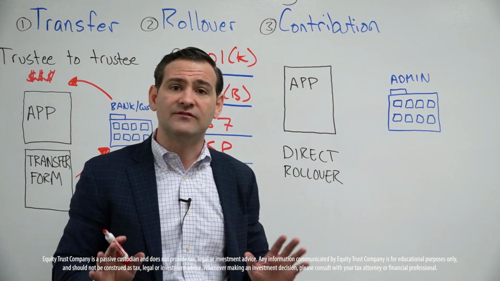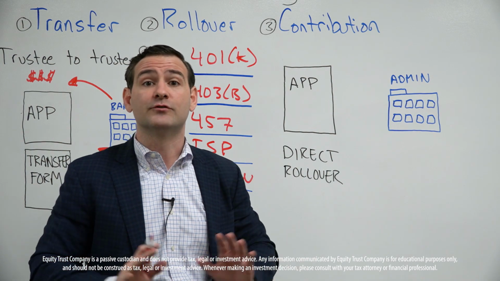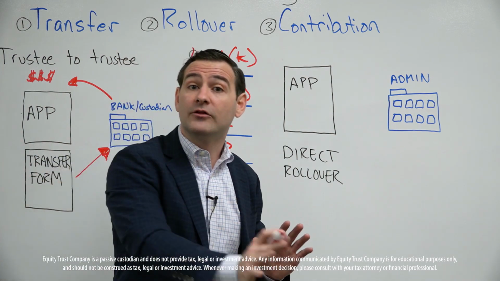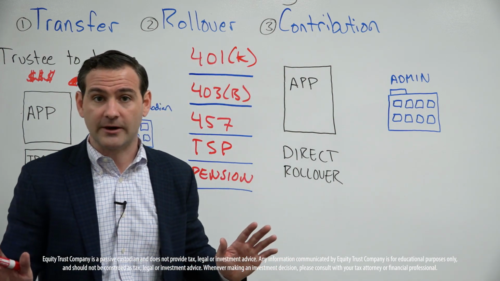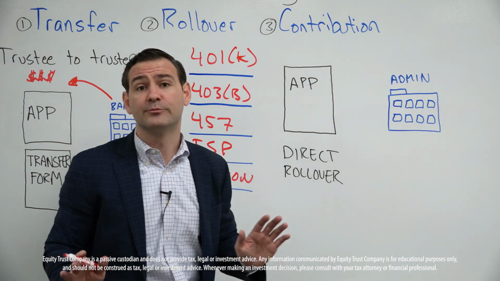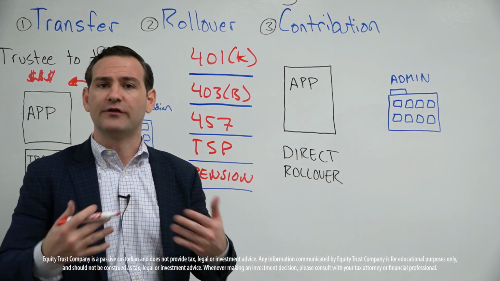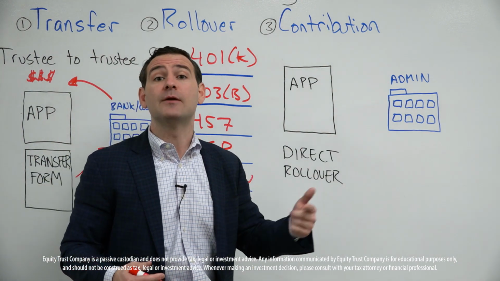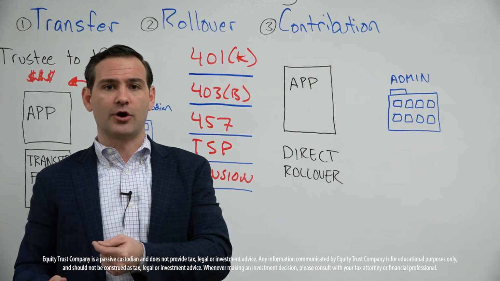Now, all administrators have different policies and procedures. Some you can do everything over the phone. You ask them for a direct rollover, they cut a check made payable to the Equity Trust IRA, they mail it to you, you mail it to Equity Trust, the monies are deposited, and you're off to the races from there. Other administrators might ask you to fill out rollover paperwork or withdrawal paperwork. So you'll fill out that paperwork, submit it to them, and then they'll cut a check made payable to your Equity Trust IRA and mail it to you or mail it directly to our offices.